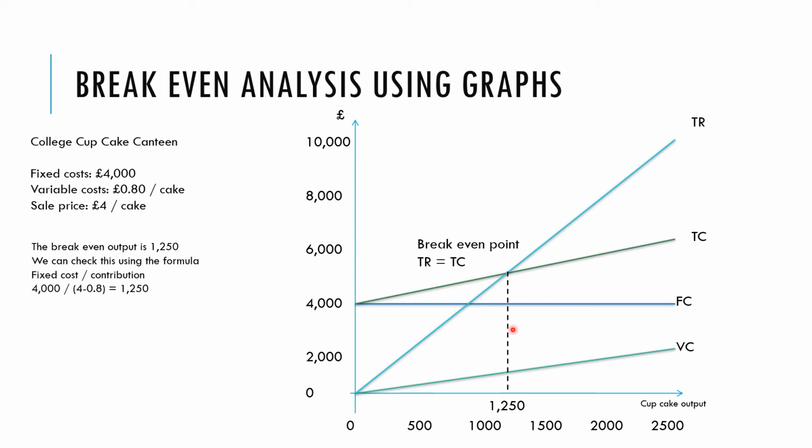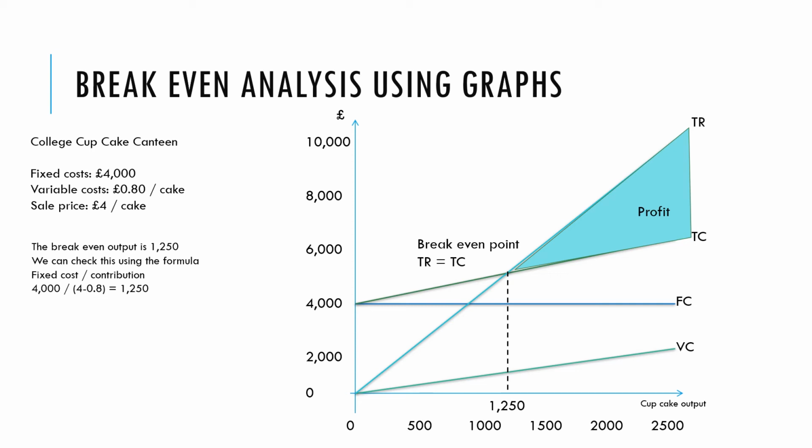We can start to see if we go beyond 1,250 cupcakes, if we start to sell more cupcakes, if we get up to 1,500, if we go to 2,000, we can start to see how our profits might grow, and our profits are the gap between revenues and costs. So as we go beyond the break-even point, we get a feel for how the profits might increase.